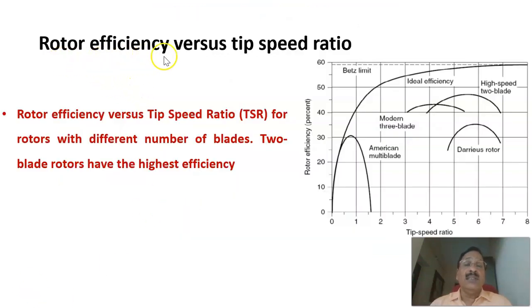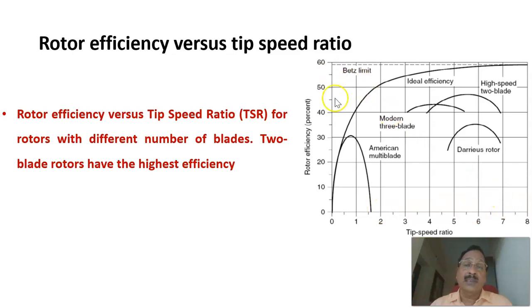The rotor efficiency varies as the tip speed ratio changes. There's a plot that shows the rotor efficiency as a function of tip speed ratio for rotors with a different number of blades. Two blade rotors have the highest efficiency. From this plot, it is clear that the two blade system has the highest efficiency.